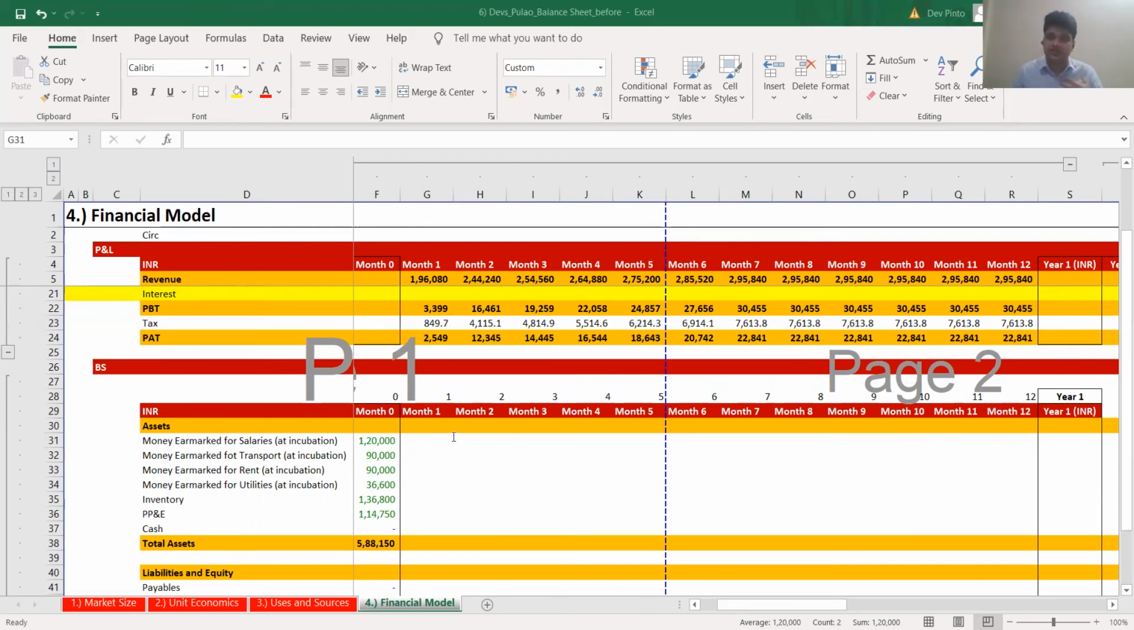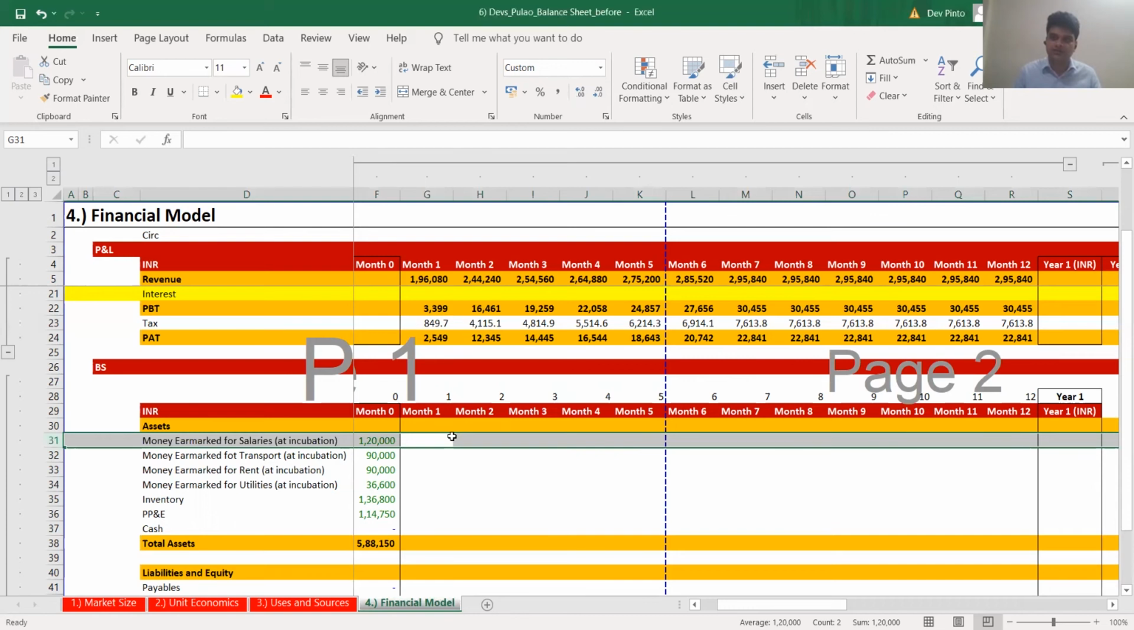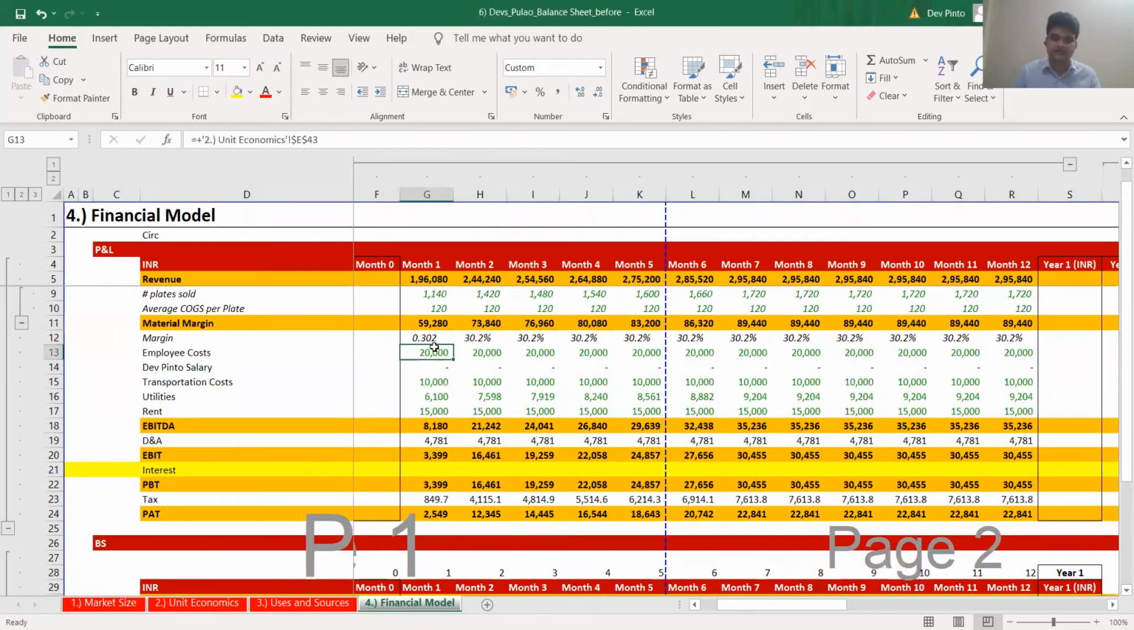Luckily for us, operations ramped up and we sold 1,040 units of Pulao and we made money, right? But we didn't know that coming into the business. So how is this line item going to change? What is the salary bill for month 1? It's 20K, right? We're going to pay 2 employees 10K each, 20K.